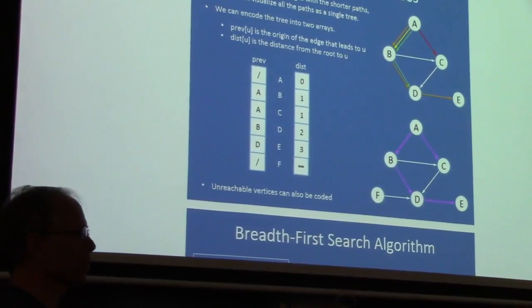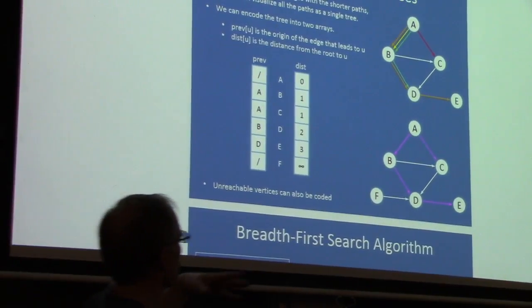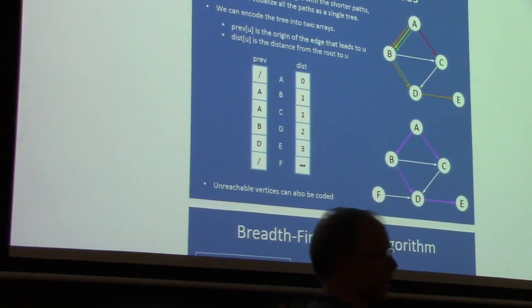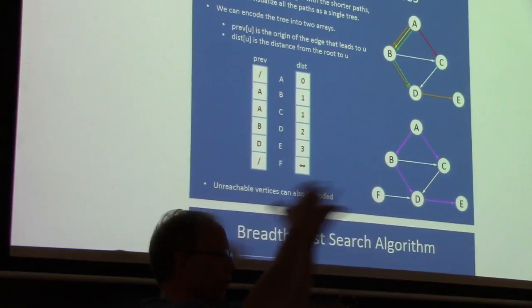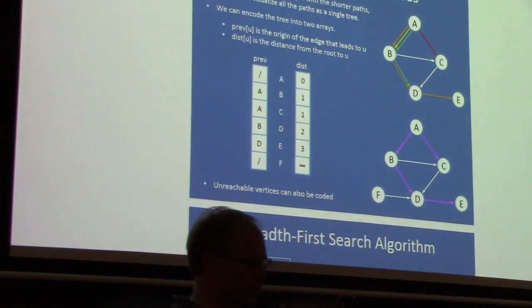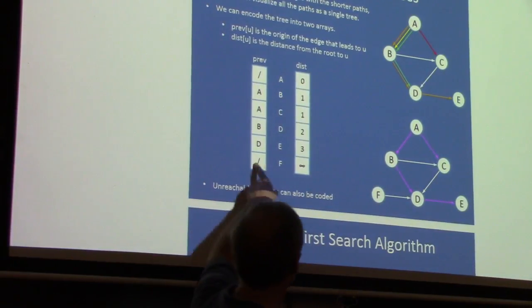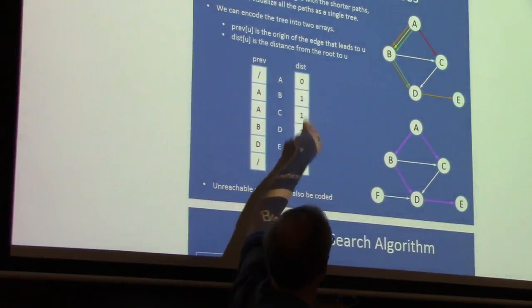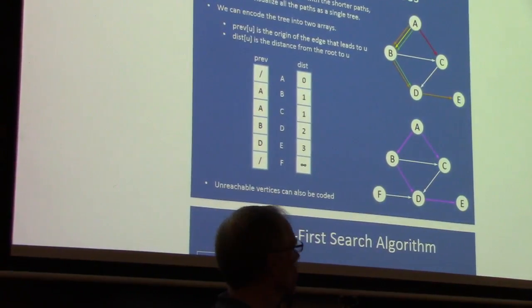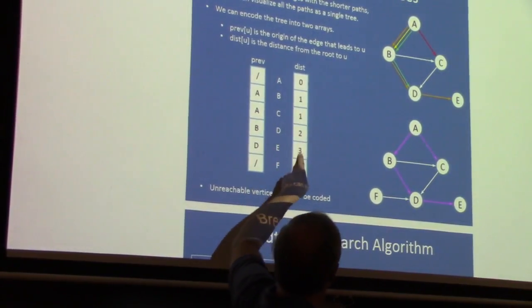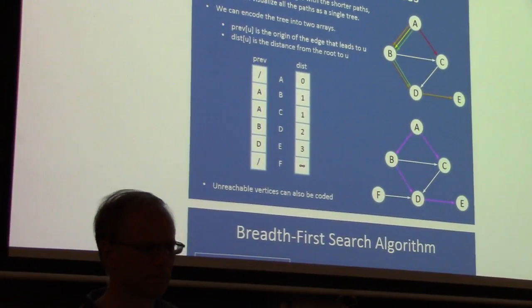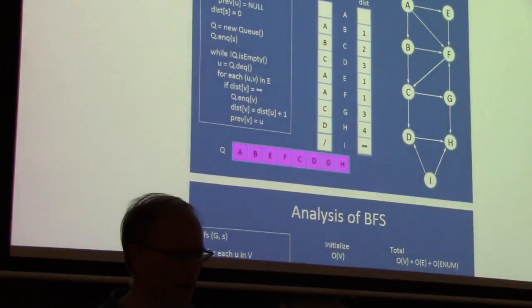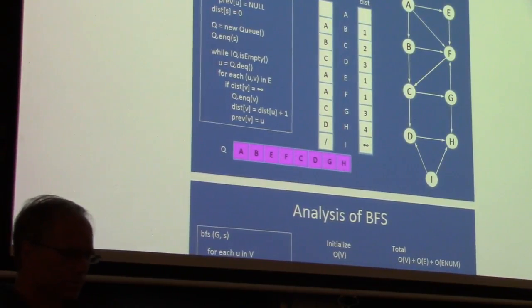So unlike depth first search, when we do breadth first search, we don't restart the search. We start at a vertex, we find all the places we can reach, we're done. If it's unreachable, so be it. The distance array just says how many edges it takes to get from one to the other. So that's all that information, and F is infinite because there's no way to get to F from A.